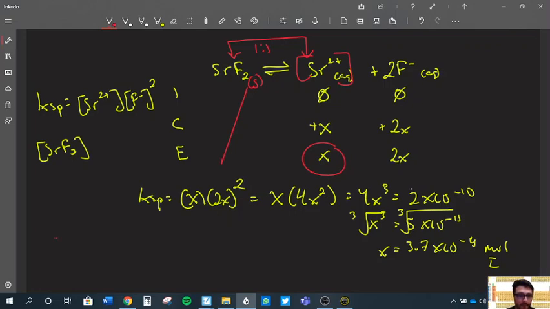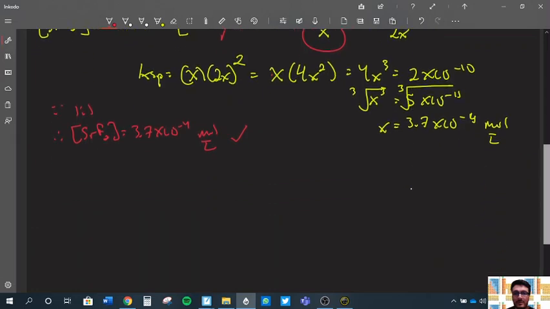So we can say, since it's a 1-to-1 ratio referring to strontium and strontium fluoride, therefore the concentration of strontium fluoride is going to be 3.7 times 10 to the negative 4 moles per liter, and now we're done. See how we've ignored strontium fluoride in our Ksp expression because it is a solid, but we had to go back to it because we are talking about the concentration of reactant. Okay, so that was A.